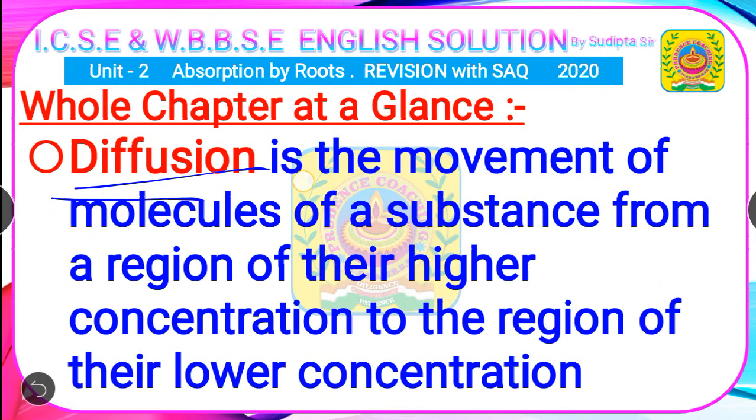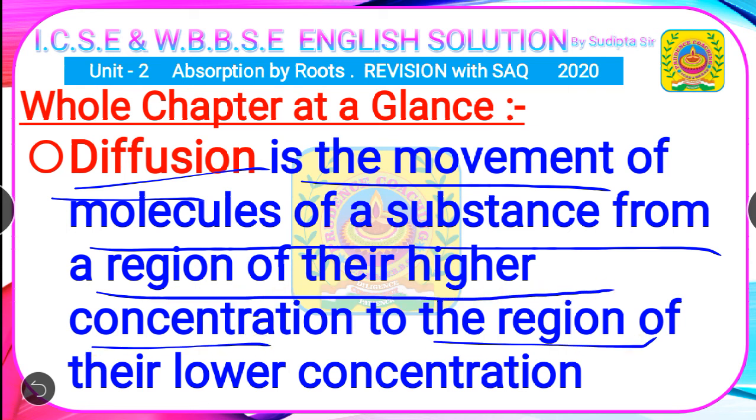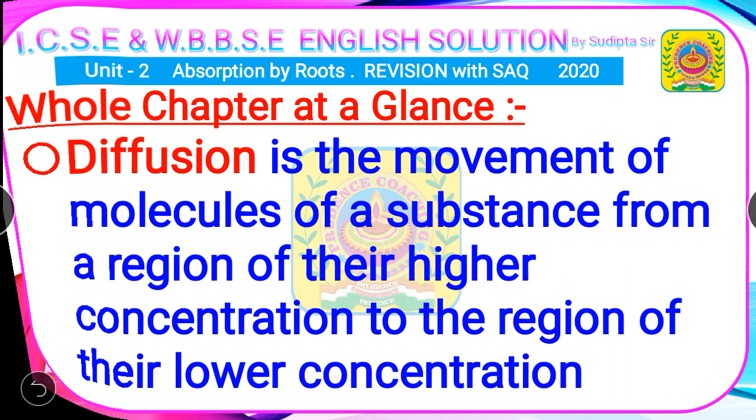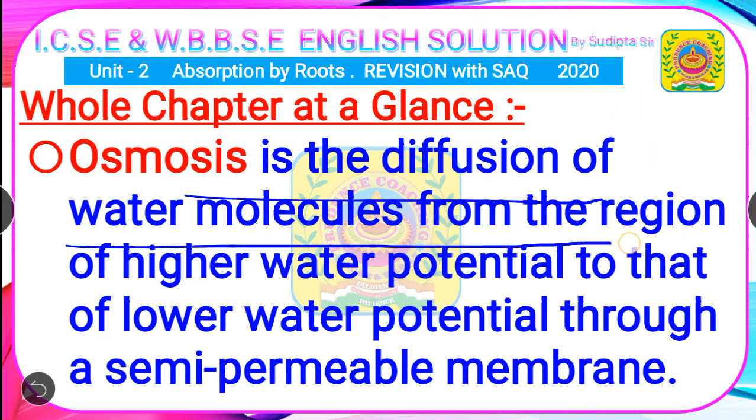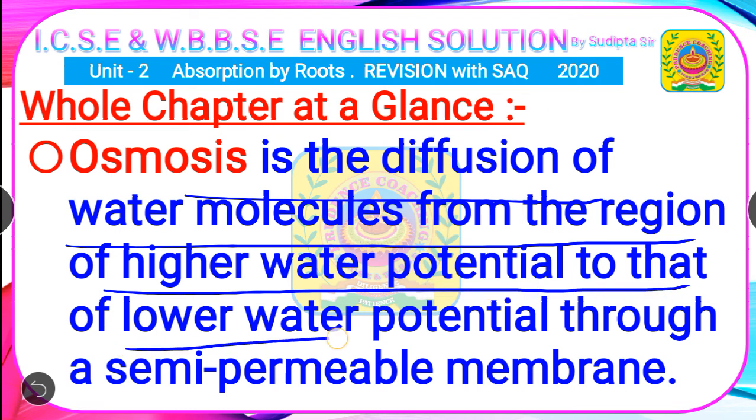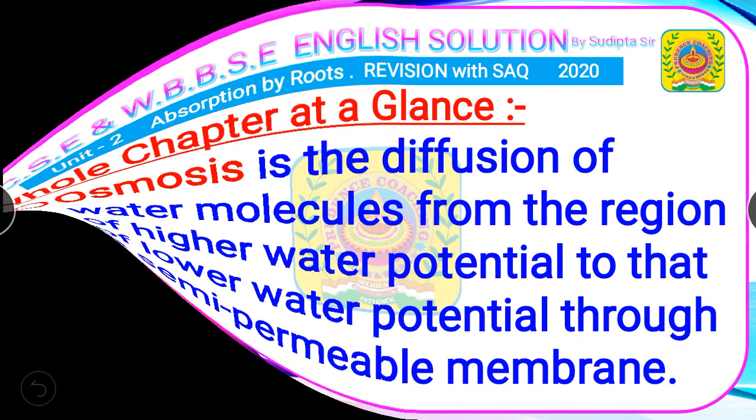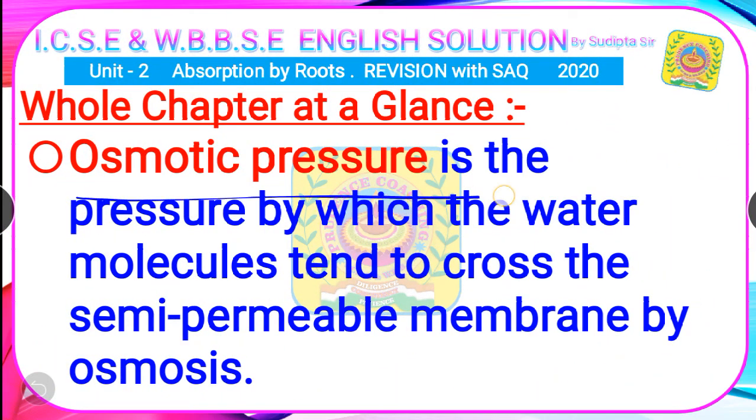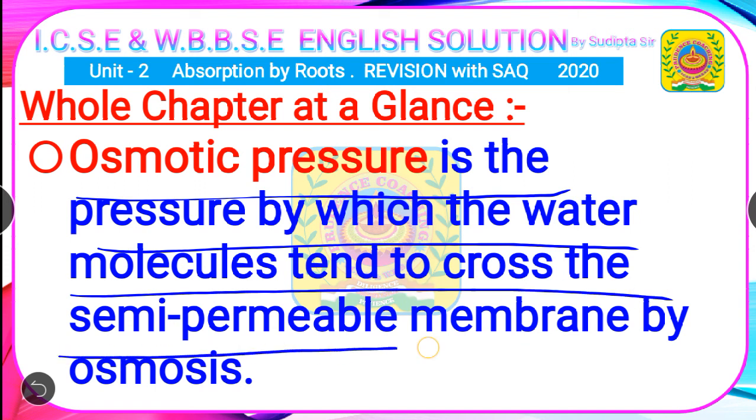Diffusion. Diffusion is the movement of molecules of a substance from a region of their higher concentration to the region of their lower concentration. Osmosis. Osmosis is the diffusion of water molecules from the region of higher water potential to that of lower water potential through a semi-permeable membrane. Next point, osmotic pressure is the pressure by which the water molecules tend to cross the semi-permeable membrane by osmosis.